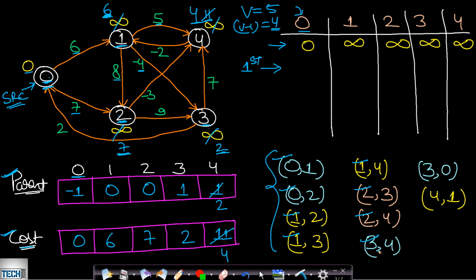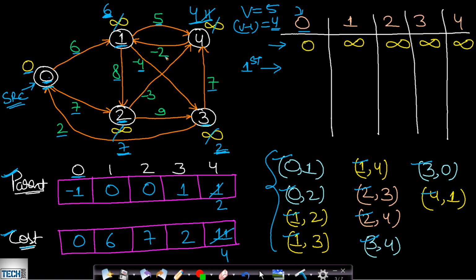Now we will process this edge 3 4. So from 3 to 4, the cost will be 2 plus 7, which will be 9, which is greater than this 4, so we won't do anything. Now the next edge is 3 0. So from 3 to 0, the cost will be 2 plus 2, which will be 4. So the already present cost is 0, we won't do anything.